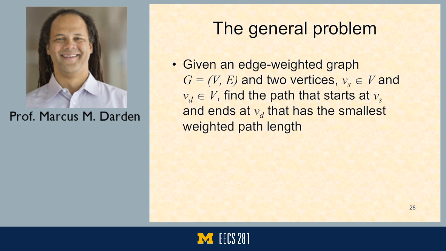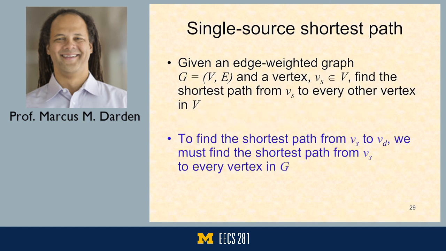The general problem, then, is given some edge-weighted graph, and I've got two vertices, my V sub S, where I start, and my V sub D, where my destination is going to be. I want to find the path that starts at V sub S and ends at V sub D that has the smallest weighted path length. There we go. We call this the single source shortest path problem.